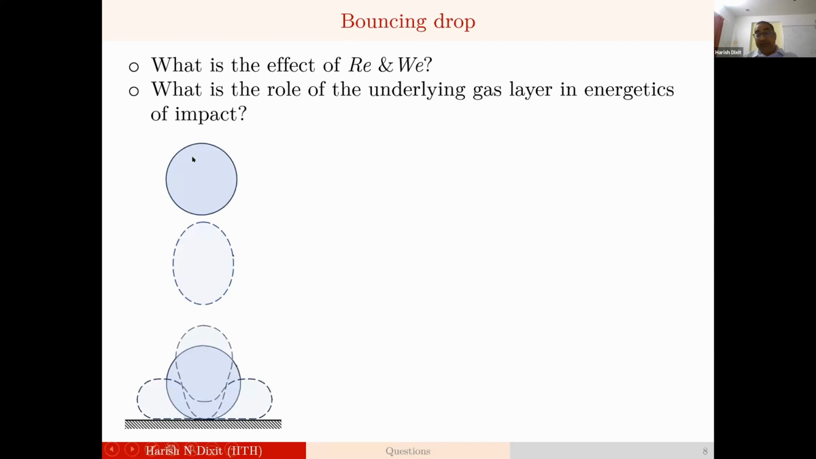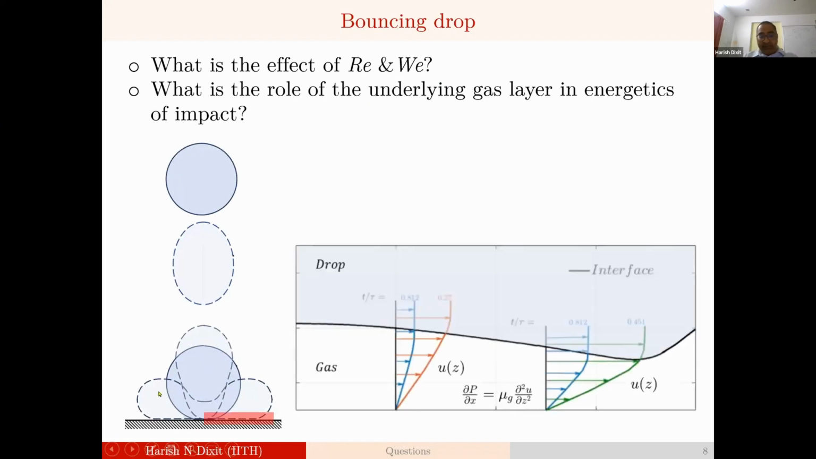So this is the kind of scenario that we have. We release a droplet from a certain height, and depending on the Reynolds, especially the Weber number, it may undergo oscillations or it may just remain spherical. It comes and makes contact with the surface. In almost all our cases, the droplet remains nearly spherical because we are looking at lower Weber number. I'll come to that. And then it spreads on the surface.